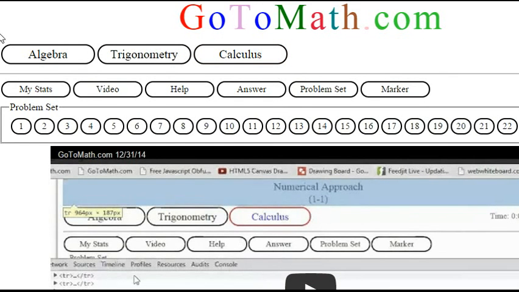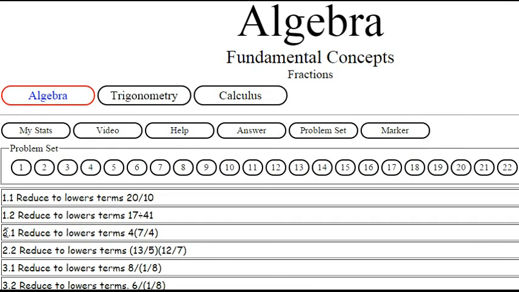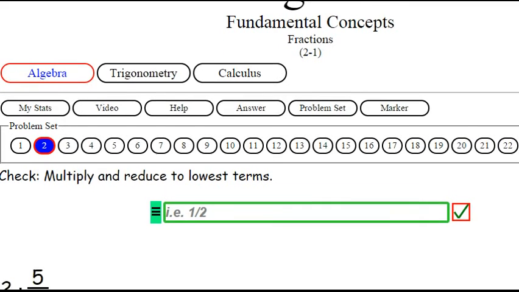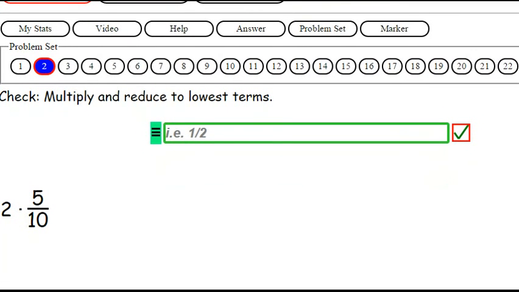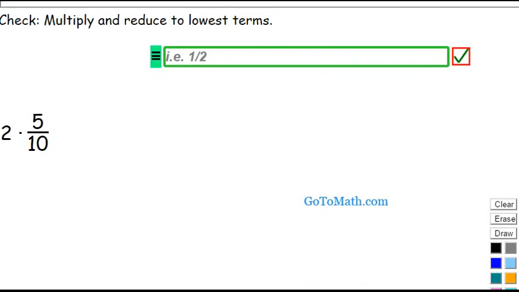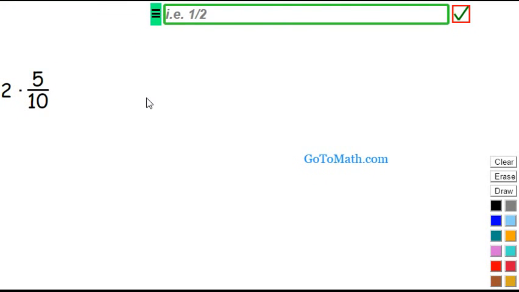So we're here at GoToMath.com, looking at the algebra section. Click on fractions. We're kind of reviewing some simple fractions here. Let's bring up the marker board because we're going to need to do a little writing. It says multiply and reduce to lowest terms. So all these fractions will be reduced to lowest terms. Now this operator here, the dot, it's not really the dot operator, but it's multiplication.